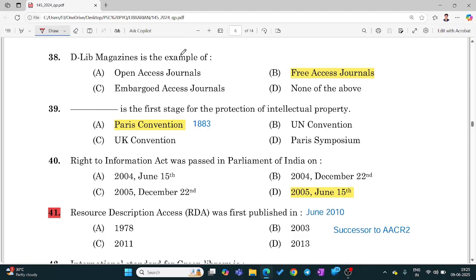D-Lib Magazine is an example of free access journals. Dash is the first stage for the protection of intellectual property. Paris Convention ആണ് ആൻസർ.